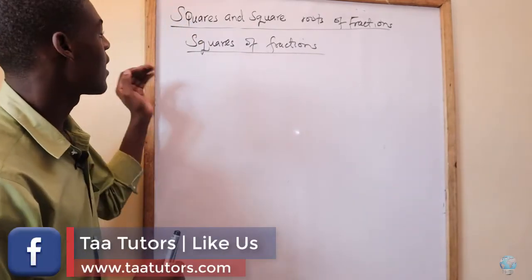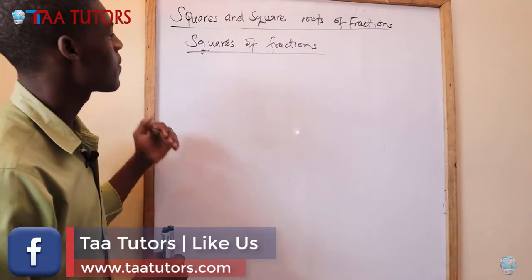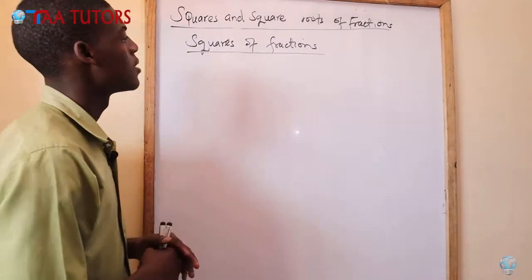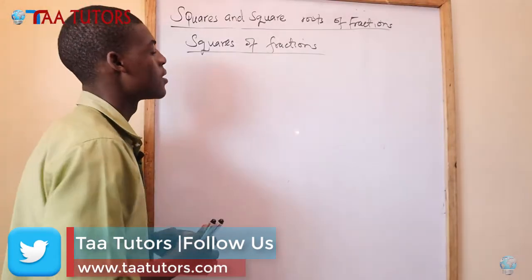Now we want to move on and do squares and square roots of fractions. We will start with the squares, then move to square roots. And we will see how to find squares of fractions, then square roots.